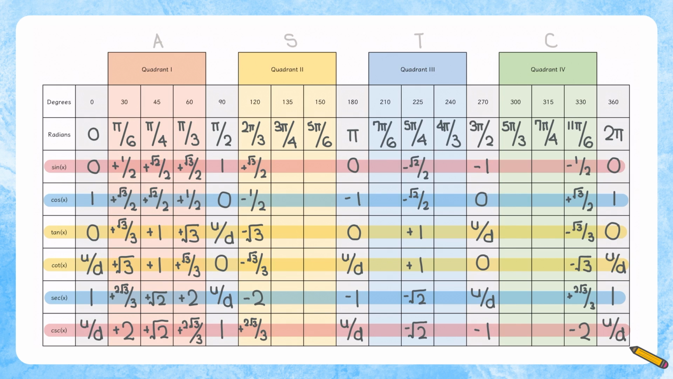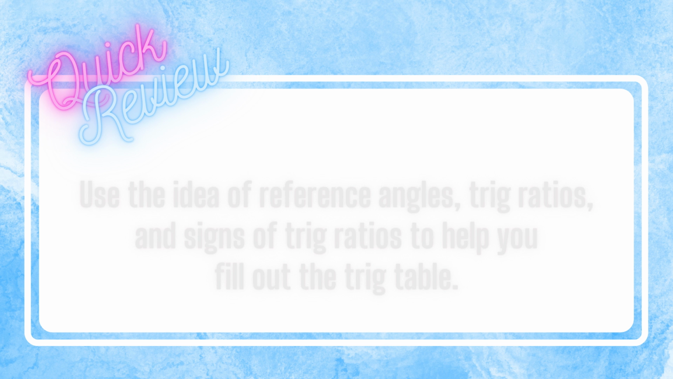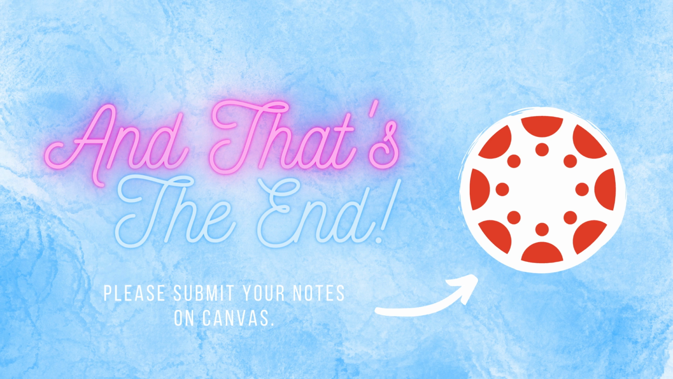And I know I usually don't say homework, but your homework is to fill out the rest of the values using either reference triangles, or if you've figured out the pattern, feel free to use that pattern. And so when you submit your notes, make sure you've completed the entire table first. So just a very quick review of quite the lengthy lesson. Use the idea of reference angles, trig ratios, and signs of trig ratios to help you fill out that trig table. And then please remember to fill out the entire trig table before submitting your notes on Canvas.